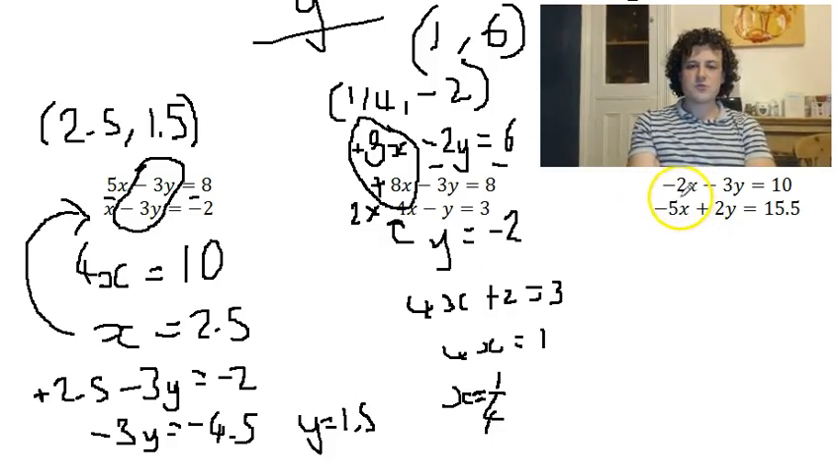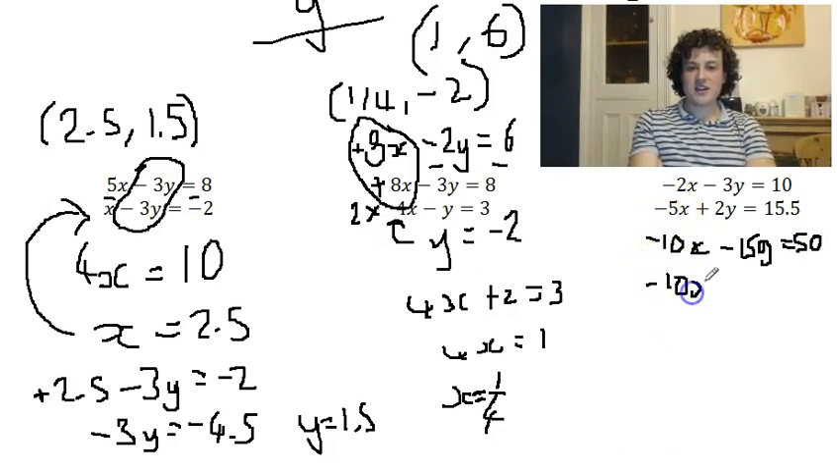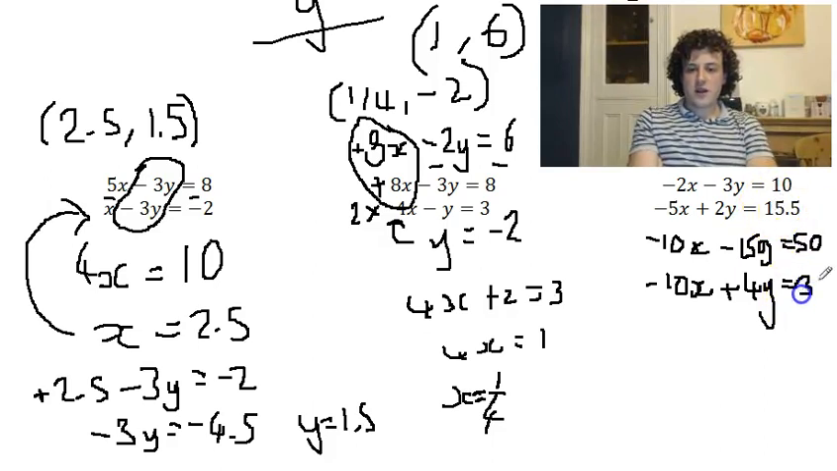So we might run out of space here. Let's cancel the x's. So let's make them both 10. Times this top one by 5, you're going to get minus 10x minus, times 1 by 5, 15y, and it equals 50. And the bottom one we're going to double, so again we get minus 10x, which is a good thing. If we didn't get the same, it would have been pointless. We're going to double that, we get plus 4y. And we're going to double that, so 31.